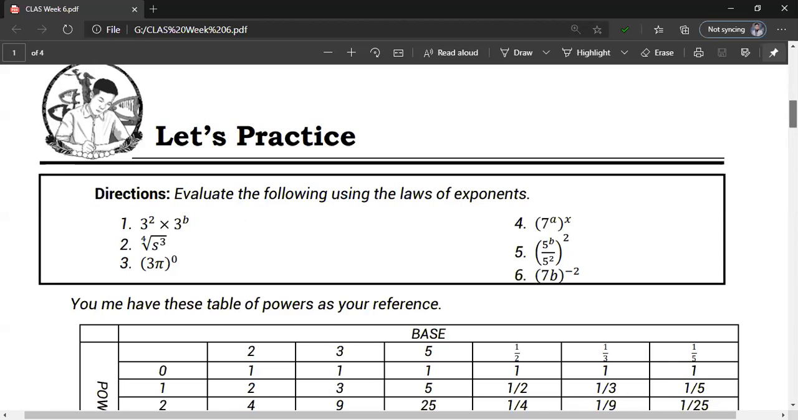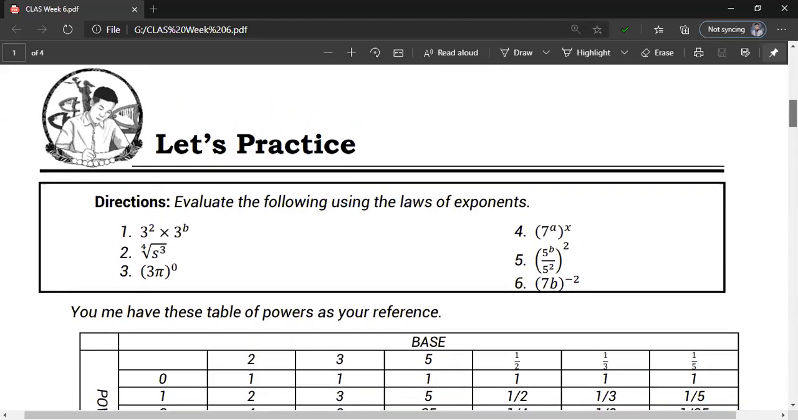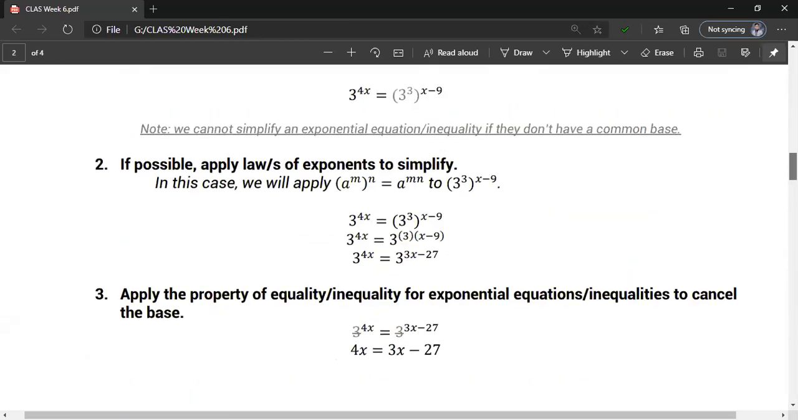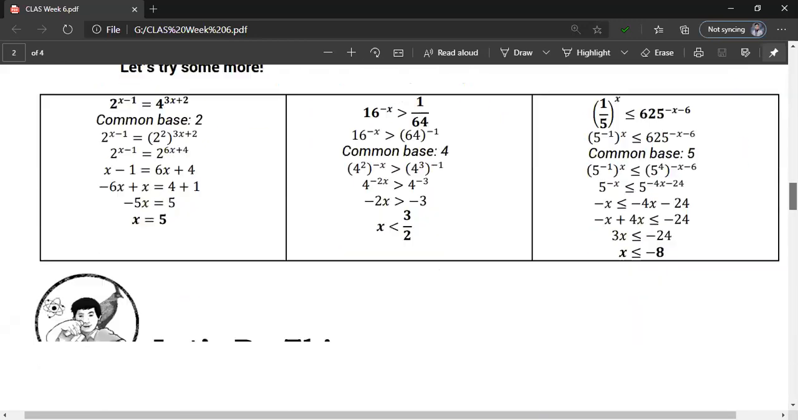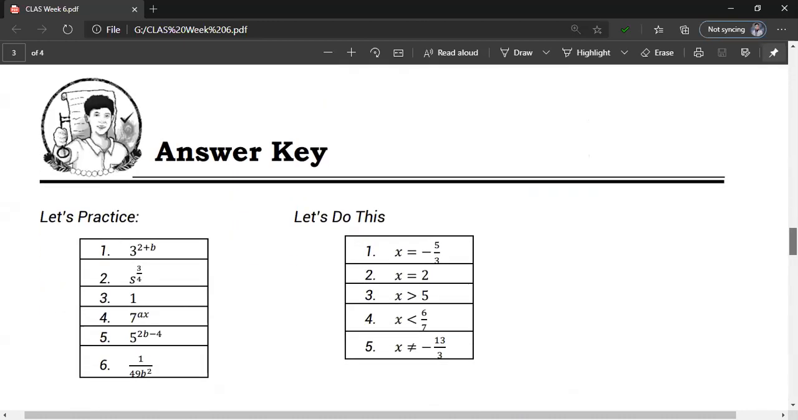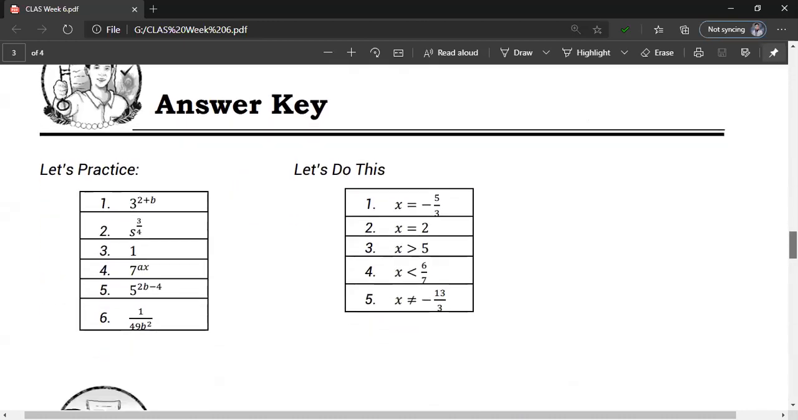Bahala na kayo kung pa-practice niyo kasi dito po sa Let's Practice, a-apply niyo yung laws of exponent. Ita-transform niyo siya using our laws of exponent. And at the end of this learning activity sheet, meron po diyang answer key. Ayan. So, bahala na kayo kung i-validate ninyo kung yung answers niyo po ay tama or hindi. Okay?